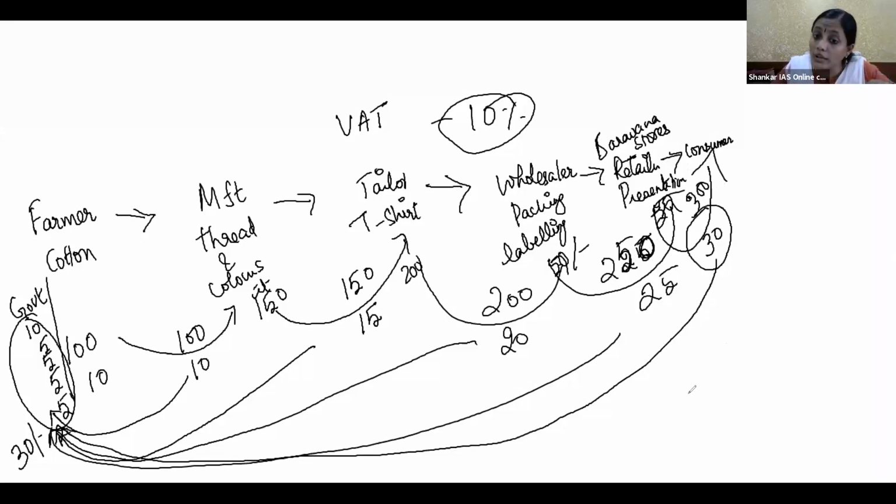Because he wants to recover back the 25 rupees that he has already spent in purchasing that t-shirt from the wholesaler. So he will necessarily give a bill to the consumer, take the 30 rupees, reimburse himself with the 25 rupees and then give that 5 rupees to the government. Have we followed? Was it clear? If you understand this, only then we can study GST. Otherwise, it becomes difficult.